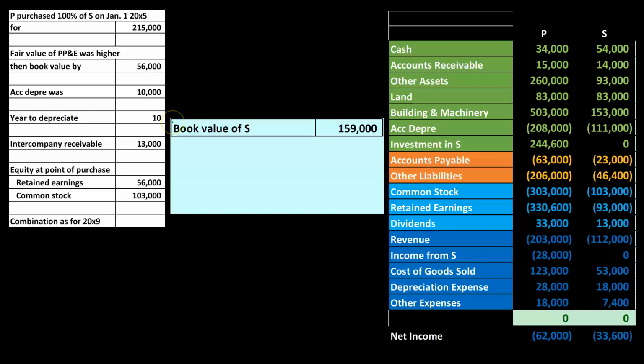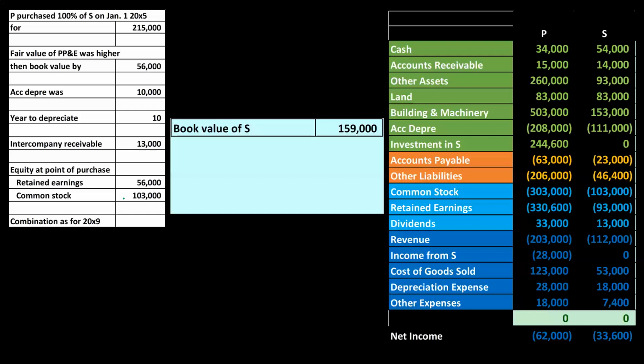We're going to start off with the book value of S, which is $159,000. Where did we get that? They had to give it to us here in our problem, 56 plus the 103. That's the retained earnings or the equity section at the point in time that the purchase took place. In a book problem, they have to give us that because it's 5 years later. If it were in practice, we would actually have those statements.